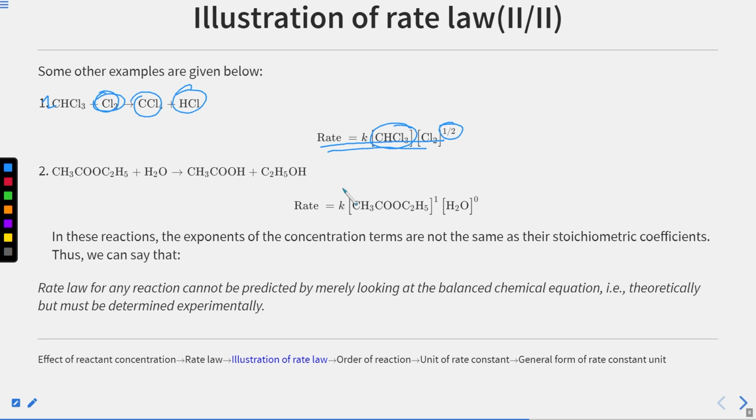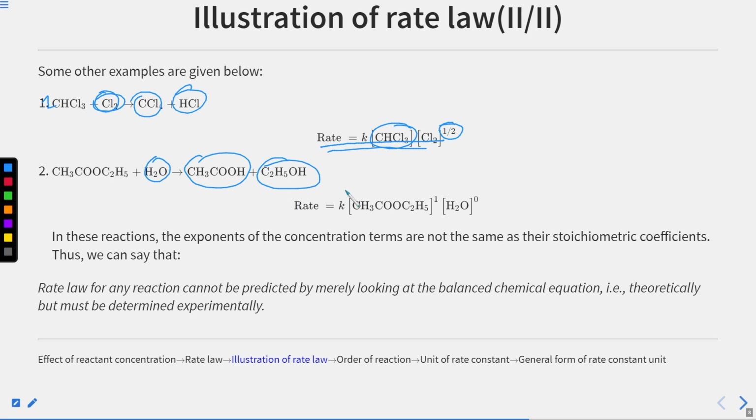Again, next one, we have CH3COC2H5, an ester, reacting with water to give us acetic acid and ethanol. This is ethyl methyl ester, I think it is an ester, yes. So we will not go into the nomenclature right now.